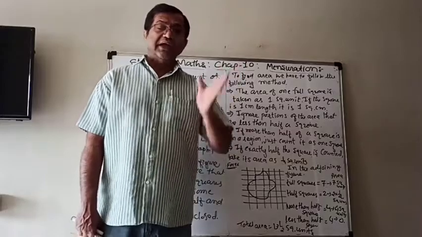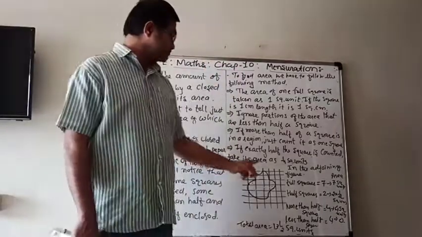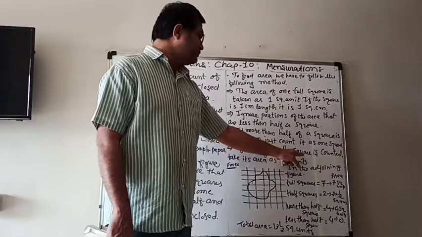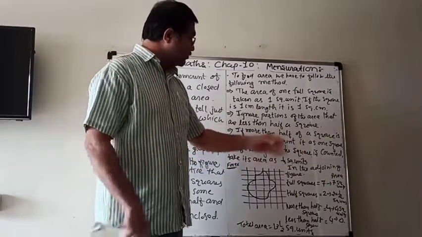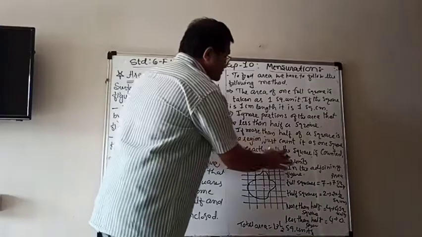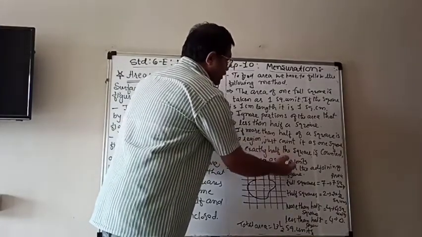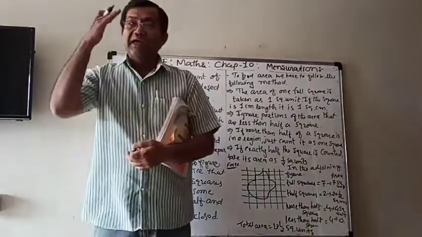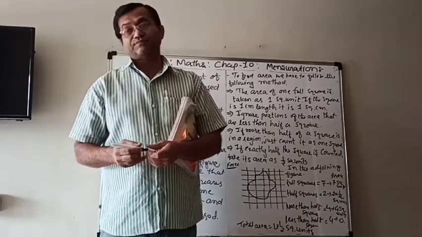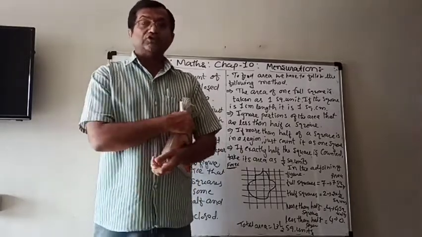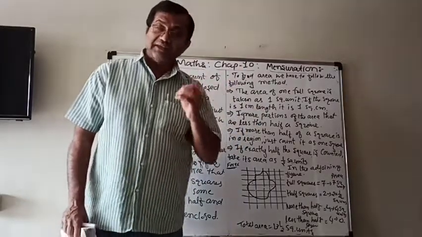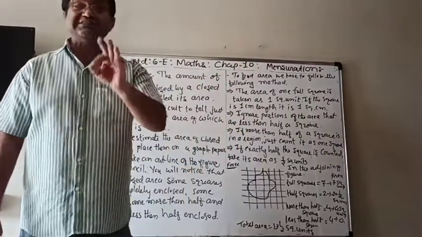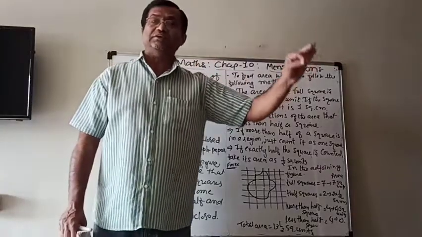And then, exactly half a square. If exactly half the square is covered, then take its area as 1 by 2 square units. How much? 1 upon 2, half, because they are exactly half. And then we have to make the total of that, and that will give you the estimated area of that closed figure.